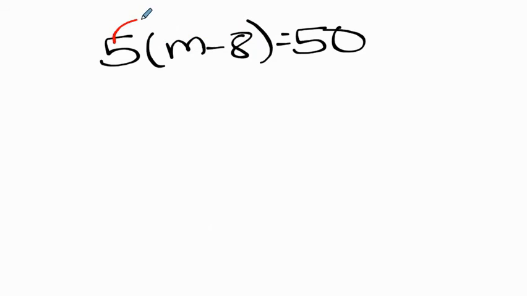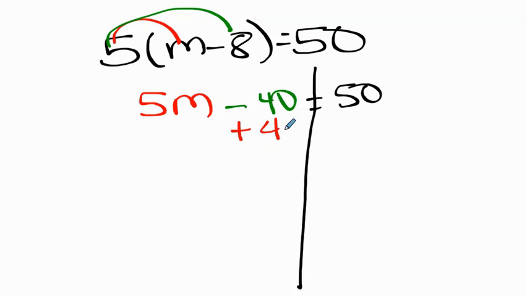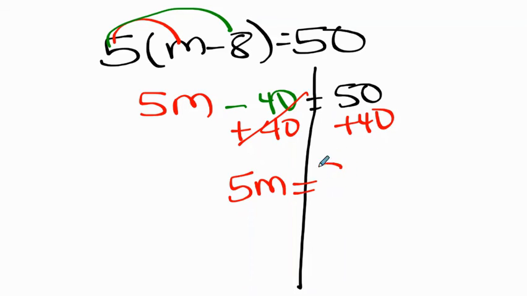I can use the distributive property, which tells me that 5 times m is 5m. And 5 times negative 8 is negative 40. Everything else stays the same. And now here I have a two-step equation, my good old two-step equation. So I'm going to solve by adding 40 on both sides. And now I have here 50 plus 40, which is 90.